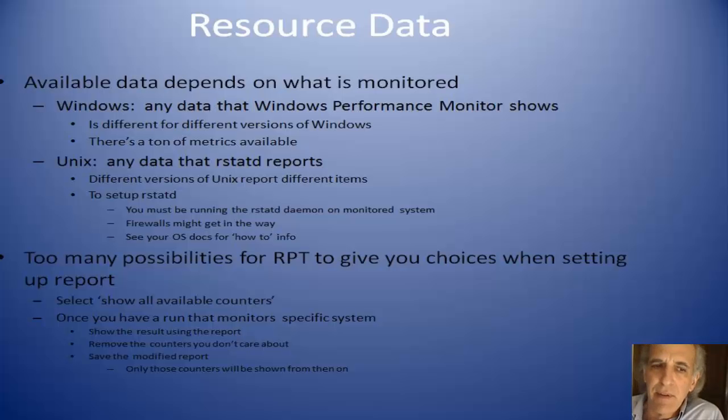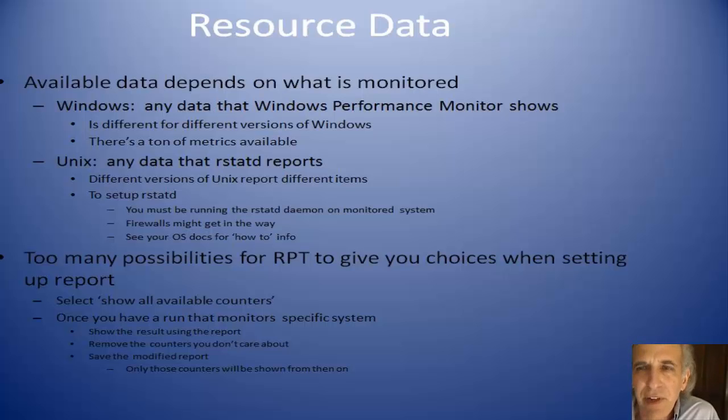Resource data, as I mentioned, is treated separately. The available data depends on what's monitored. And in Windows, any data that Windows Performance Monitor can report is in there. And there's a ton of items, and it's different for different versions of Windows. On Unix, you can get anything that rstatd makes available, and different versions of Unix make different counters available.